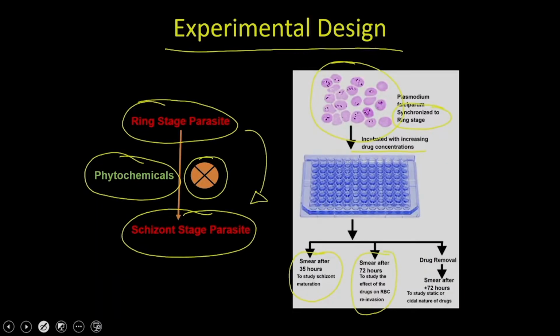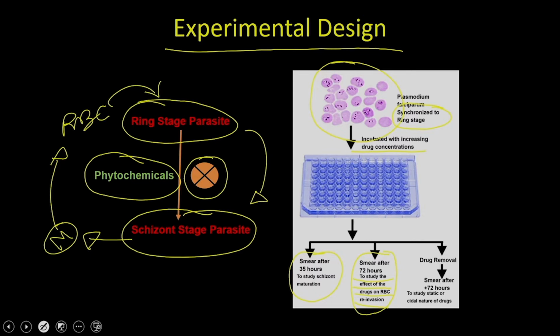If you want to study the reinvasions, then you again make a smear after 72 hours, and that is going to tell you whether your compound is also having an effect on the reinvasions. Reinvasion means the schizonts are going to release the merozoites, and these merozoites are either infecting the new RBCs or not, because that is how it is going to give you the new rings.